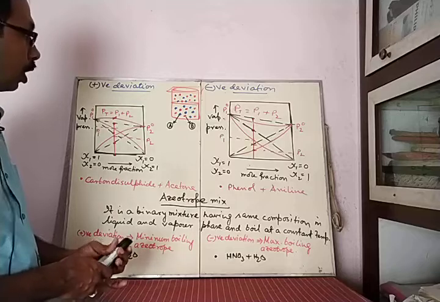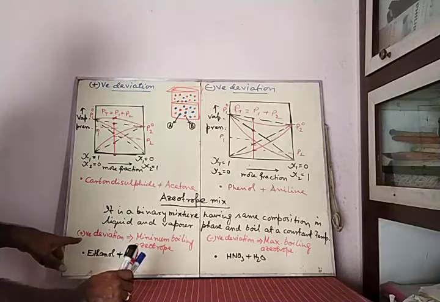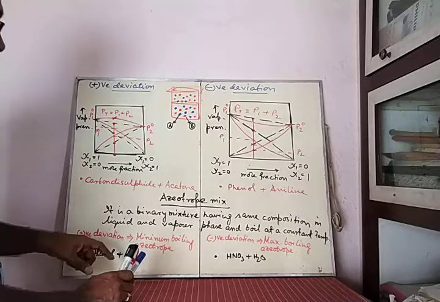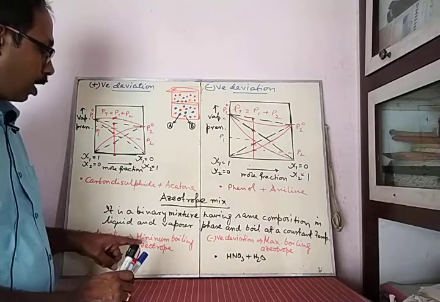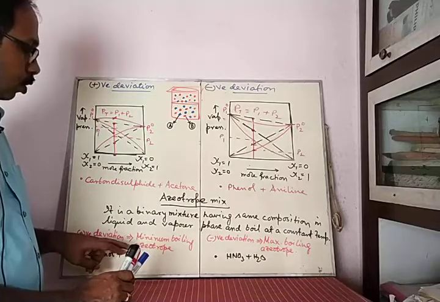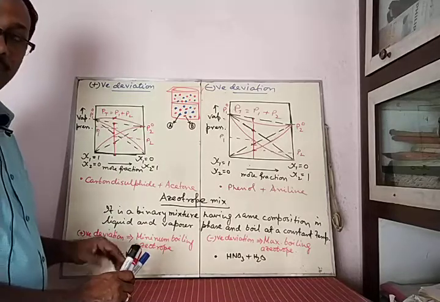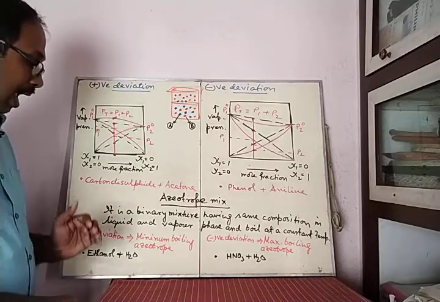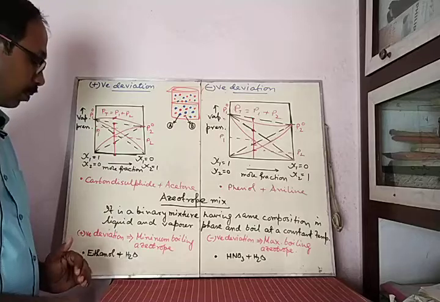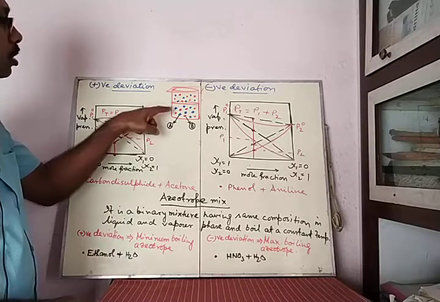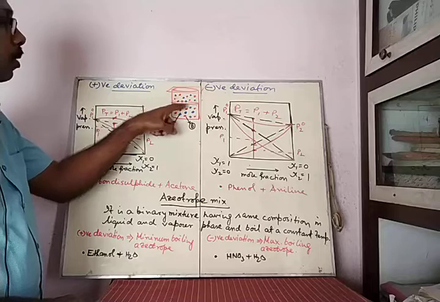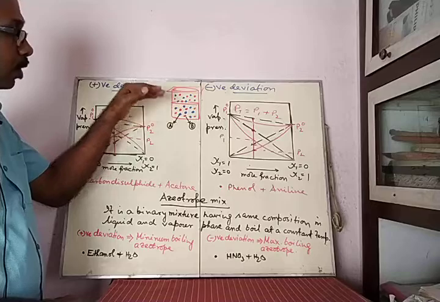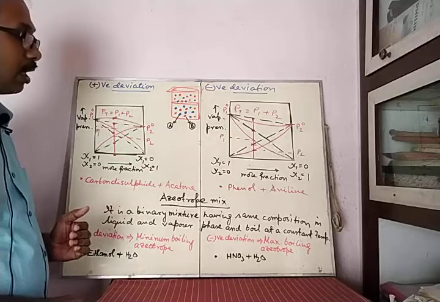Now there comes positive deviation. In case of positive deviation, we find that the boiling point becomes minimum. The azeotrope is called minimum boiling azeotrope. That is, the solution boils at a lower temperature than the expected value. What happens due to positive deviation? The vapor pressure becomes more than expected. So when the vapor pressure is more, the boiling point becomes less than the expected value.